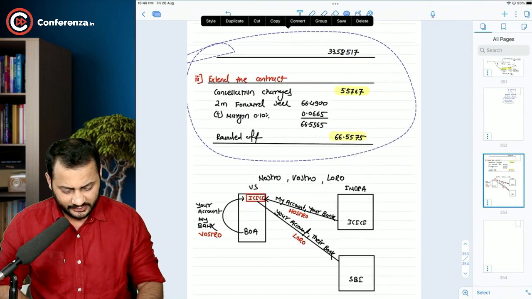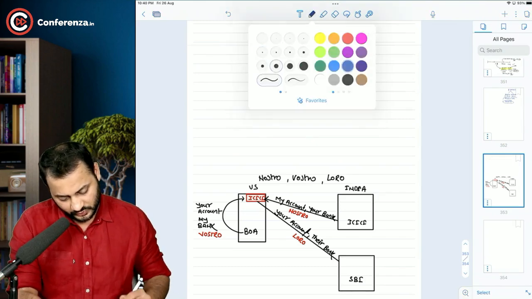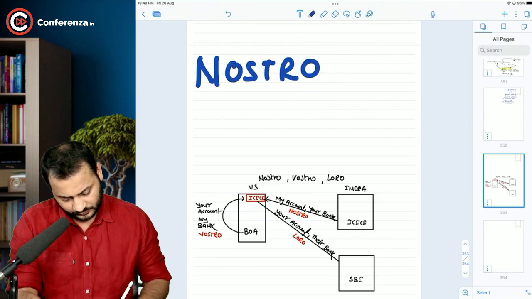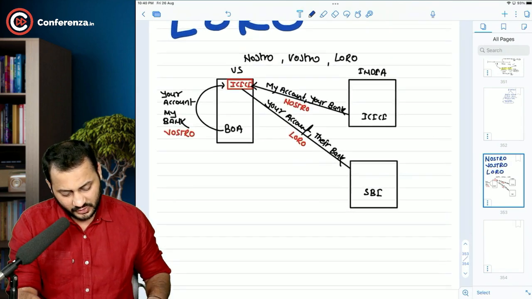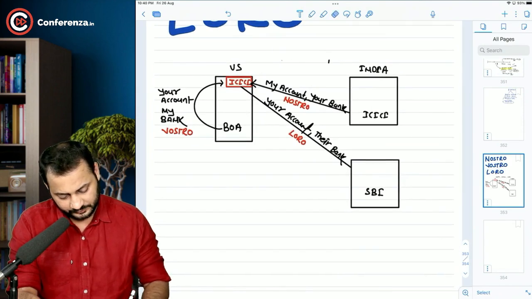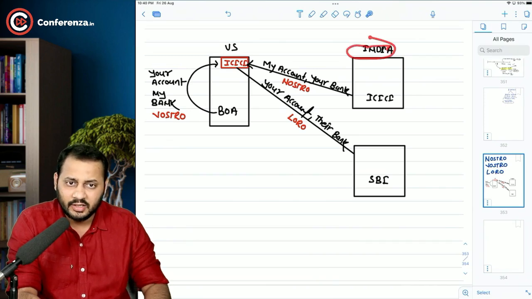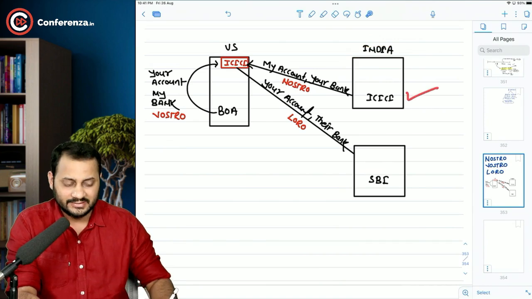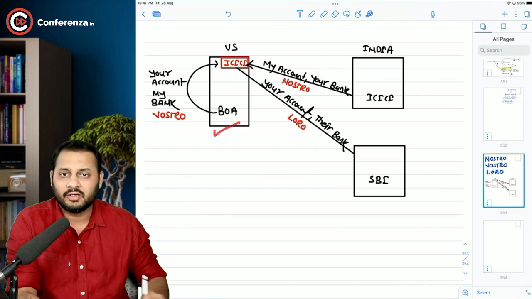It's very simple to understand the nostro, vostro and loro accounts. Nostro, vostro and loro. So these are the three types of account. Let's have a look at them. Let's take the banks in India. This is India. This is America. The banks in India are ICICI and SBI. The bank in America is Bank of America.